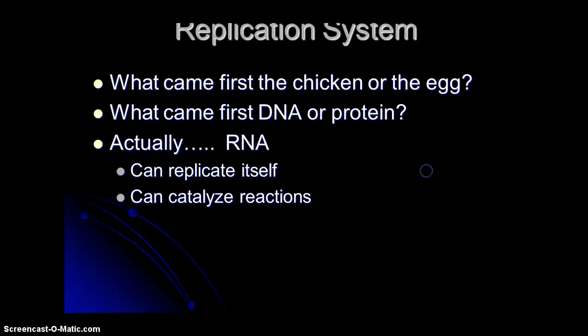Okay, so then the third part is the replication system. And that's kind of like asking the question, what came first, the chicken or the egg? And so our question is, what came first, DNA or protein? And well, actually the answer is that most scientists now think that RNA came first. And there's a couple of reasons for that. One is that RNA can replicate itself, and two is that it can catalyze reactions. Remember, catalyze means to help out with reactions. So when we're forming proteins, DNA gets converted into RNA, and then RNA gets converted into the protein. So RNA is like the intermediary in between those two. So most scientists now agree that RNA was probably the first molecule.